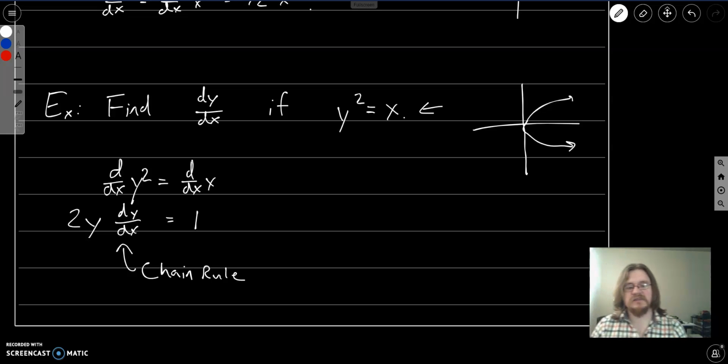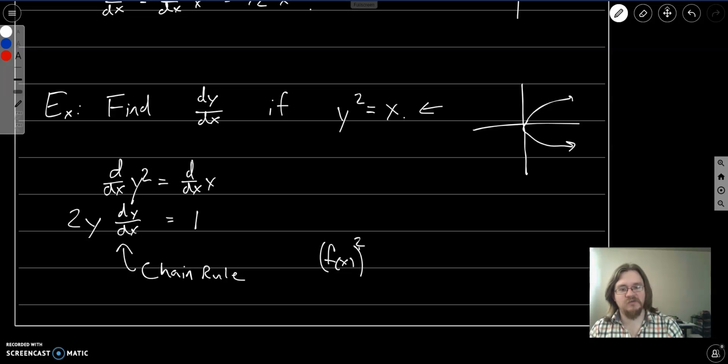If we think about this a little bit more, what's going on here? I have y squared, and again, what I can do is think of y as a lot like a function here. So this is going to be f of x squared. And how does the chain rule work here?